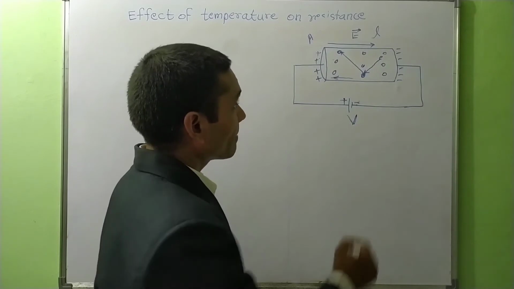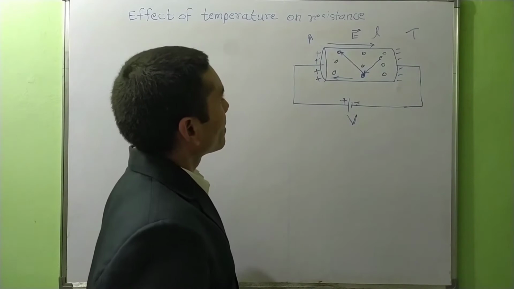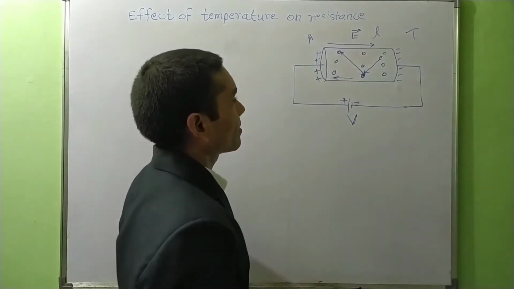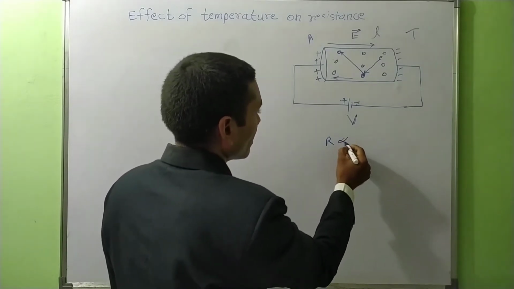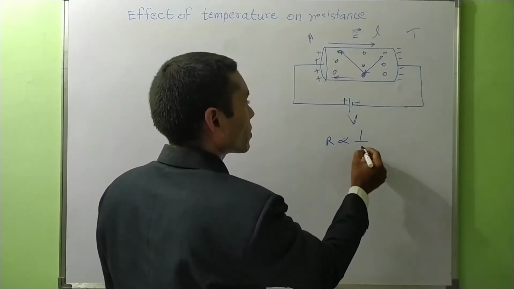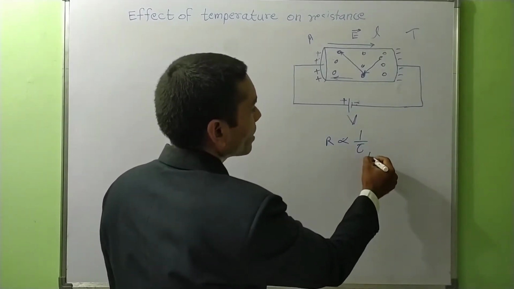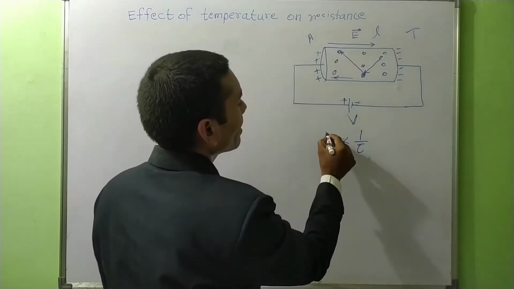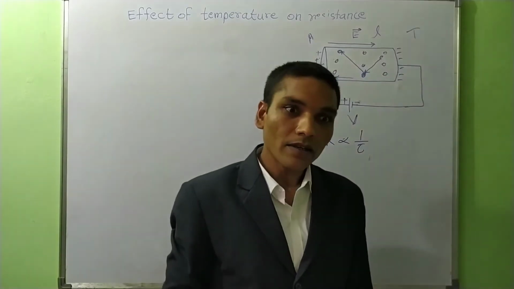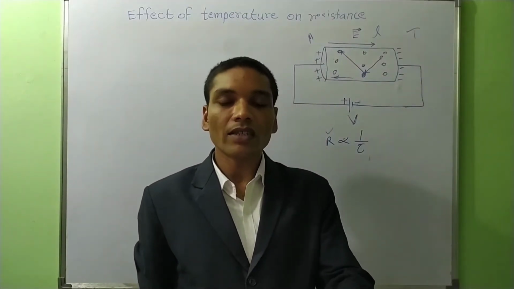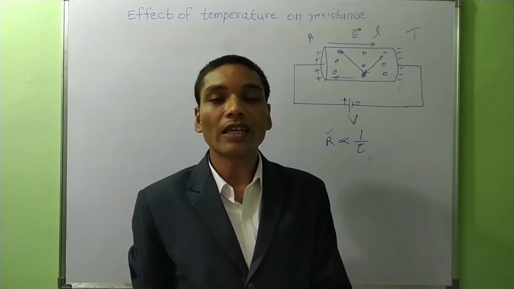Now if the temperature of the conductor is increased, the relaxation time will decrease. The relation between relaxation time and resistance is that resistance is inversely proportional to the relaxation time. When tau decreases, R will increase, meaning resistance increases. This means that when temperature is increased, the resistance of the conductor is also increased.